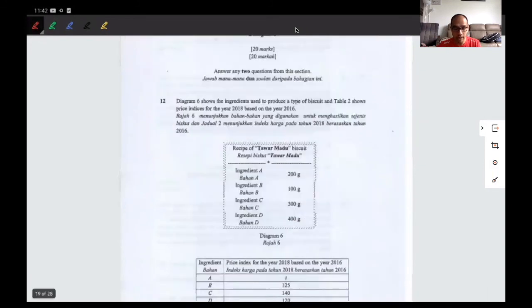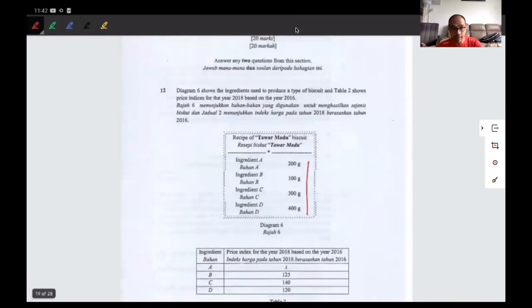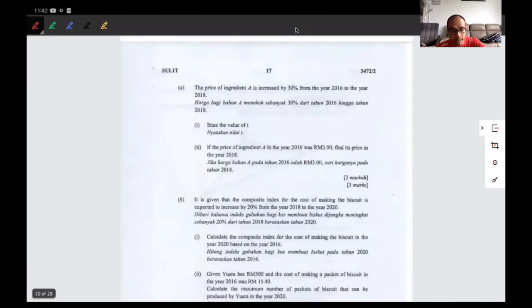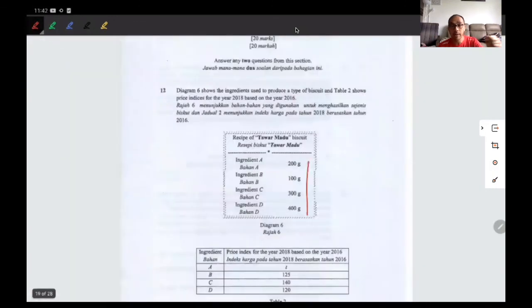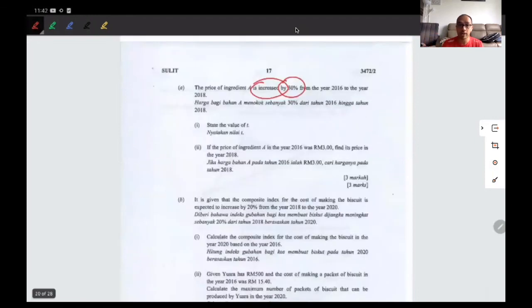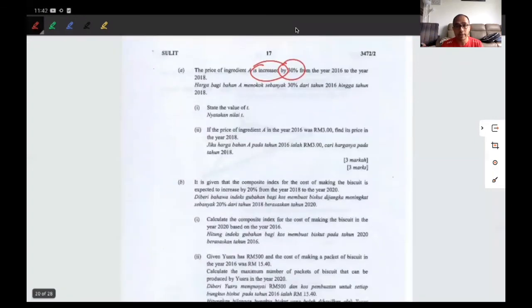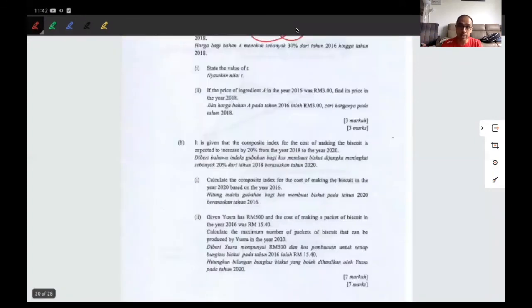State the value of T. Okay, this is just state. Kalau naik 30%, increase by 30%, the value of T will be 130. Okay, this is a very basic concept. Now, if the price ingredient of A in 2016 is 3 ringgit, find the price in 2018.